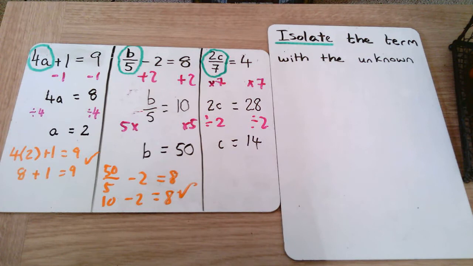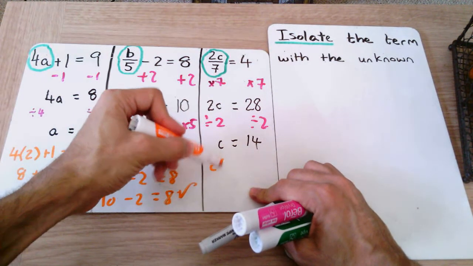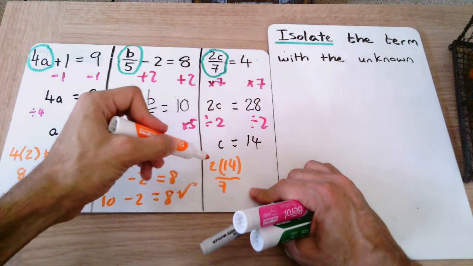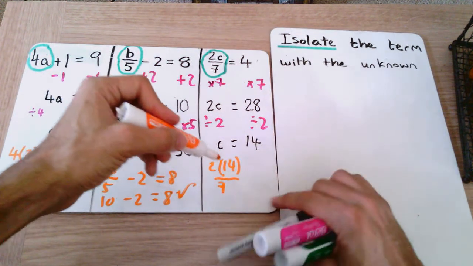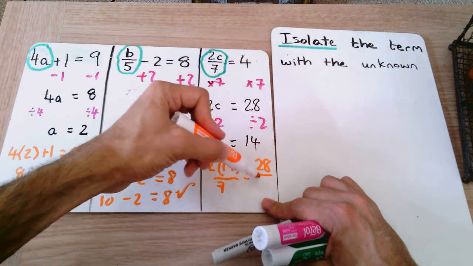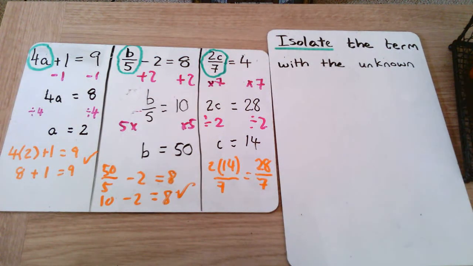That is our value. Once again, let's just check that we are correct. This is 2 times 14 divided by 7. 2 times 14 is 28. 28 divided by 7 is equal to 4. So we can see that it's worked out in every single case.